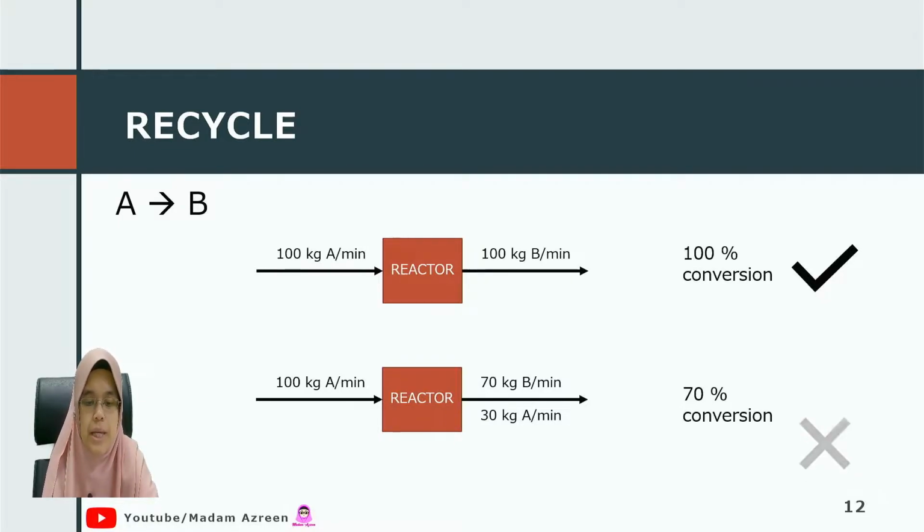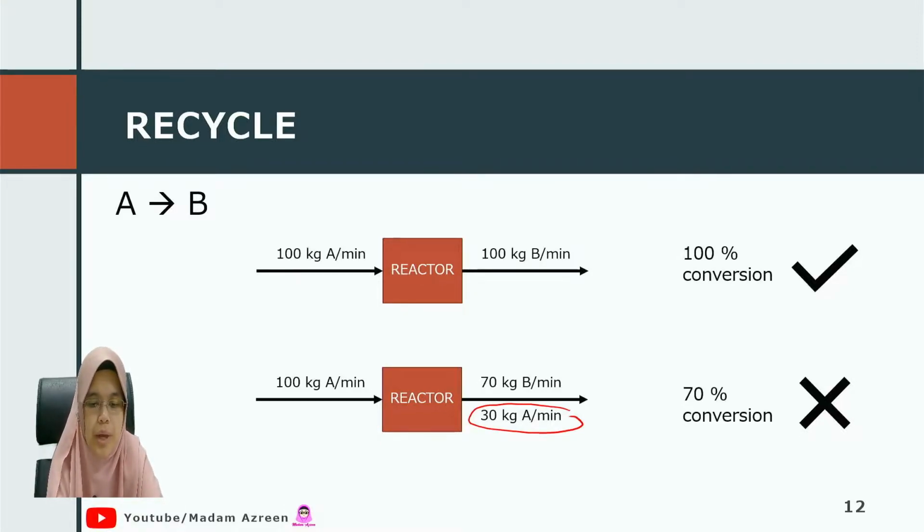70%. In reality, this occurs and it cannot be avoided, because for some reactions, the highest conversion is that, and we cannot do anything. We cannot change the conversion from 70% to 100%. However, we can recycle back the unreacted reactant, meaning to say, we can recycle back this 30 kg of A goes back into the reactor. Okay, and we're going to take a look at how to do a material balance for this recycle stream.